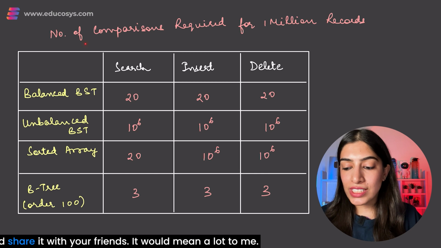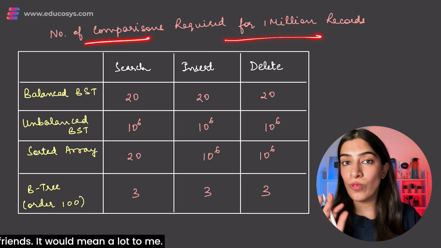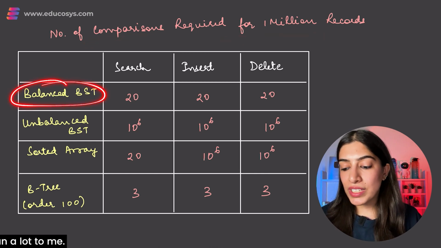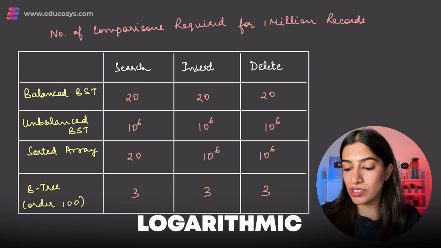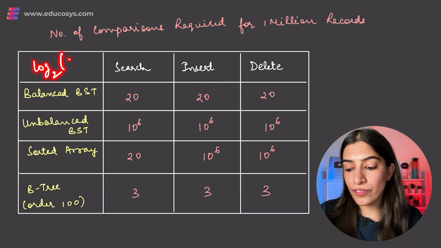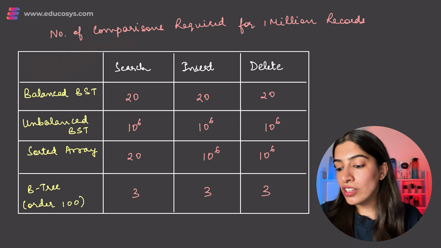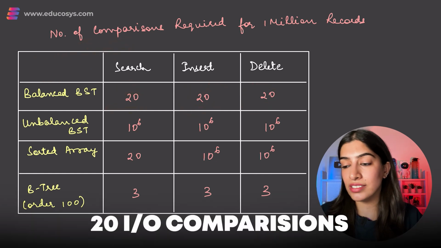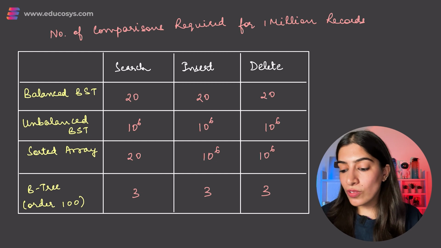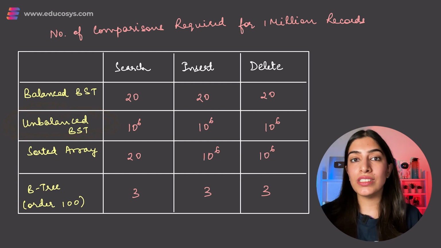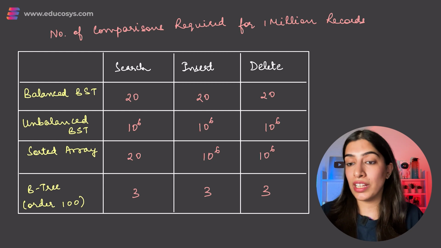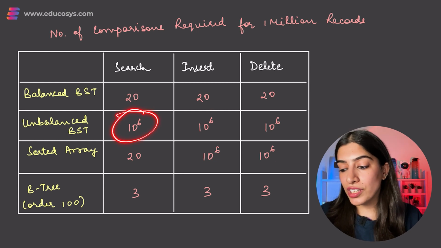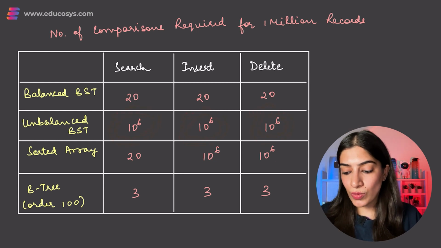See, we have seen the number of comparisons that are required for 1 million records. In a balanced BST, everything is logarithmic. So log base 2 of 10 power 6 is roughly equal to 20. It is 19 point something. So search, insert and delete will require 20 IO comparisons on the hard disk. Versus in an unbalanced BST, because it is unbalanced, it can be completely skewed. So the height of the BST can actually be 10 power 6. So the number of operations will be 10 power 6 itself, which is 1 million.